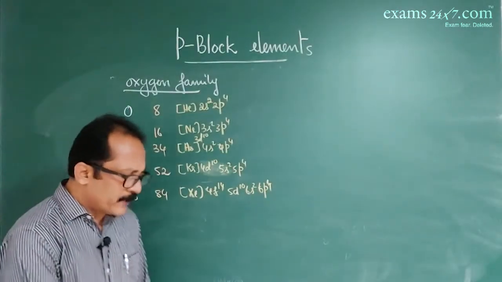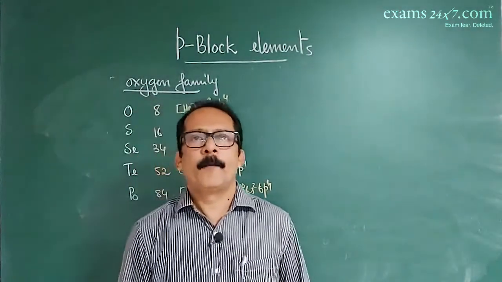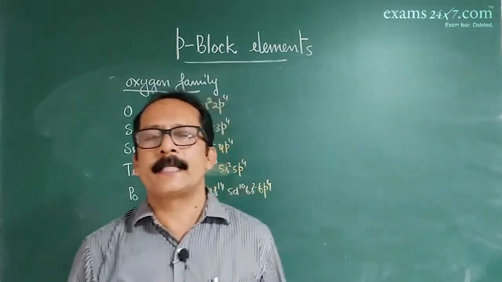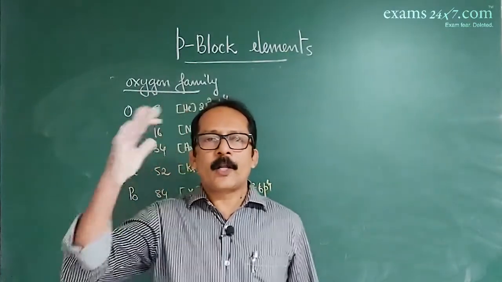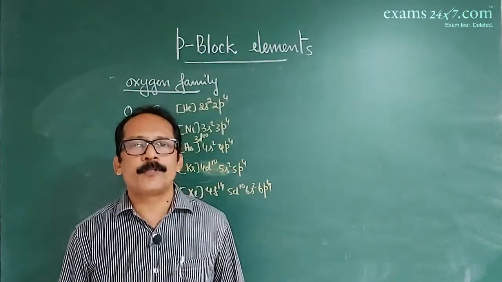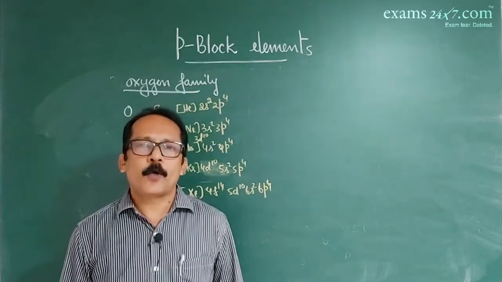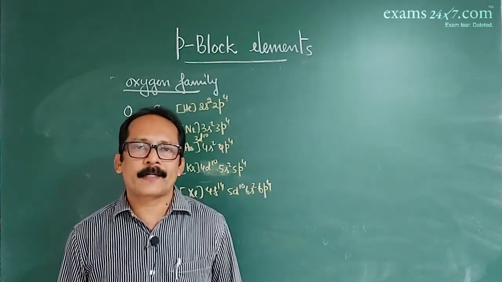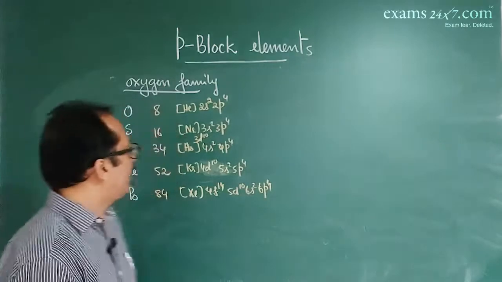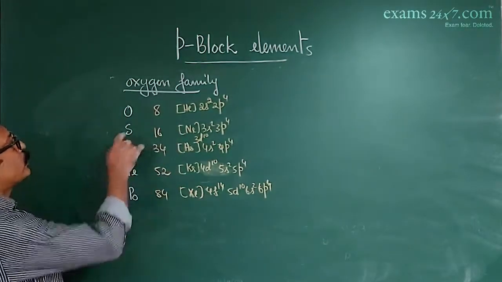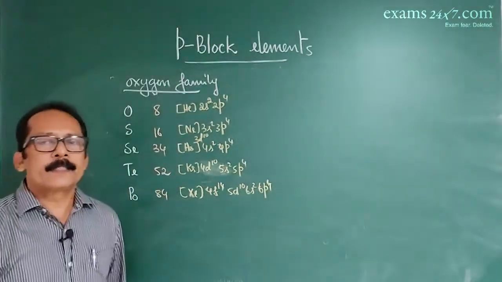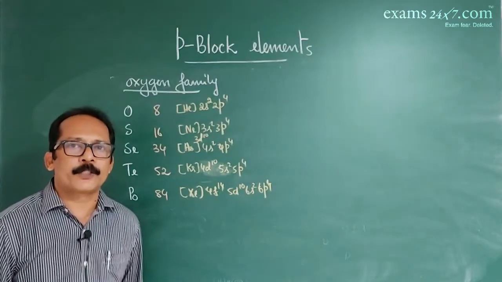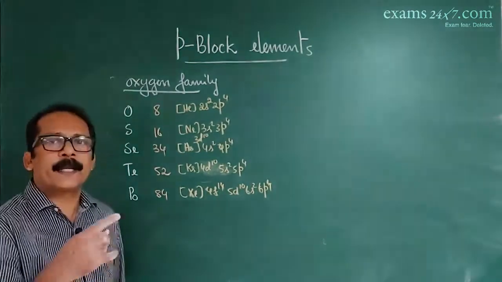Now, the general trend in the properties. Atomic size increases down the group. Ionization enthalpy decreases down the group. Electropositive character and metallic character increase down the group. Therefore, oxygen and sulfur are non-metals. Selenium and tellurium are metalloids. But the last one is a radioactive metal.